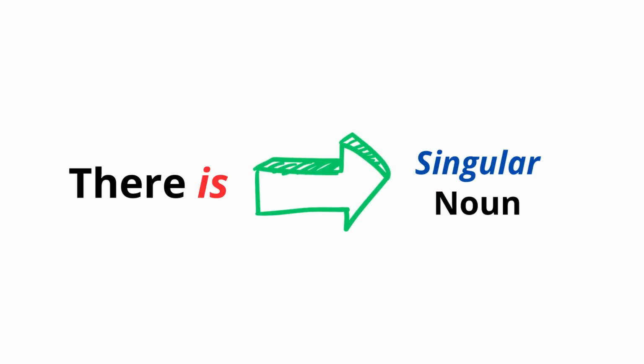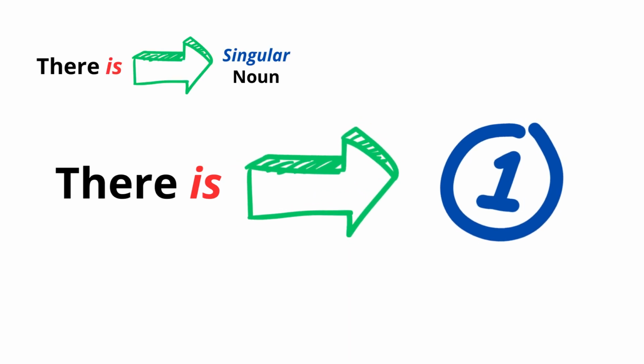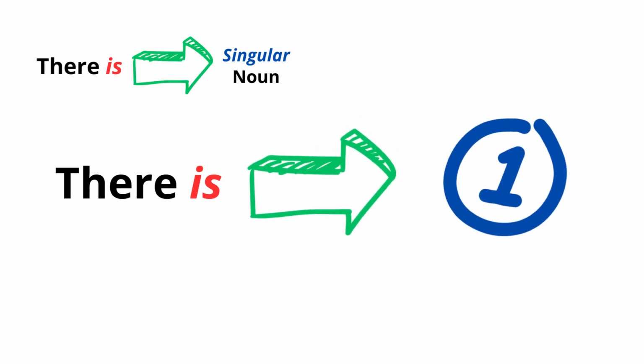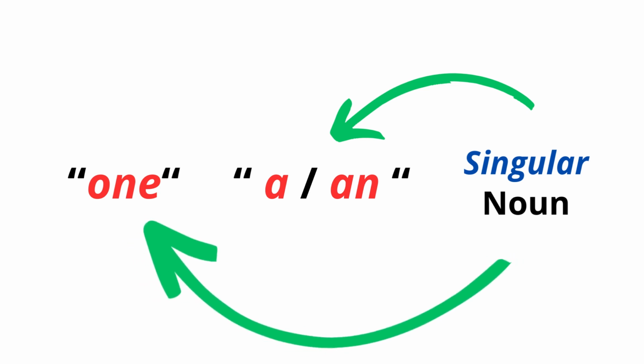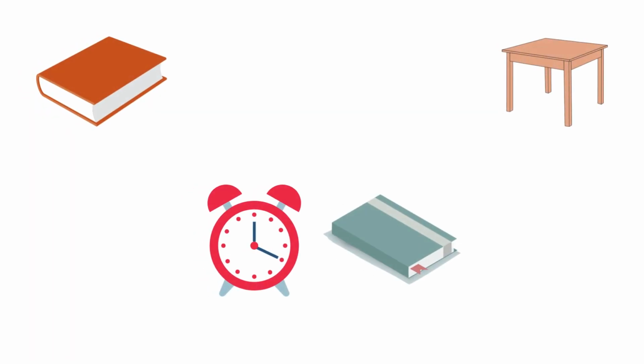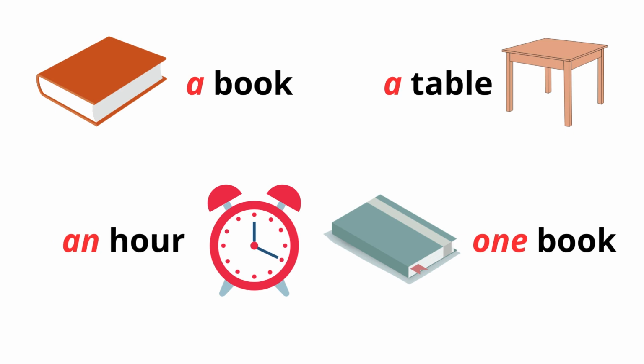There is. In its use, there is always followed by a singular noun. It could also be said that there is used for nouns that only have one number. Generally, singular nouns will be followed by the articles a or an, but there are also those who use the word one before the singular noun. For examples include a book, a table, an hour, one book.